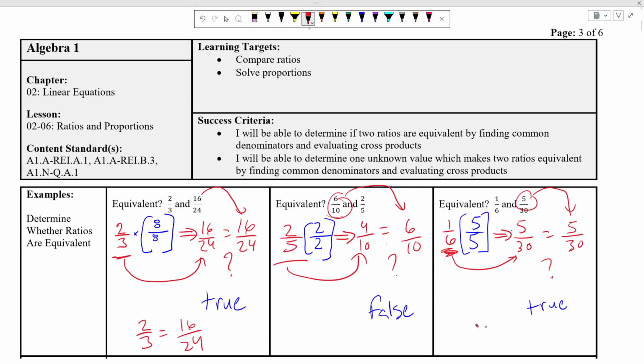But this one here, we said it was true. At the end of the day, you indeed can say that 1/6 equals 5/30. That is sort of the point here, to say that these are equivalent, and we proved that.